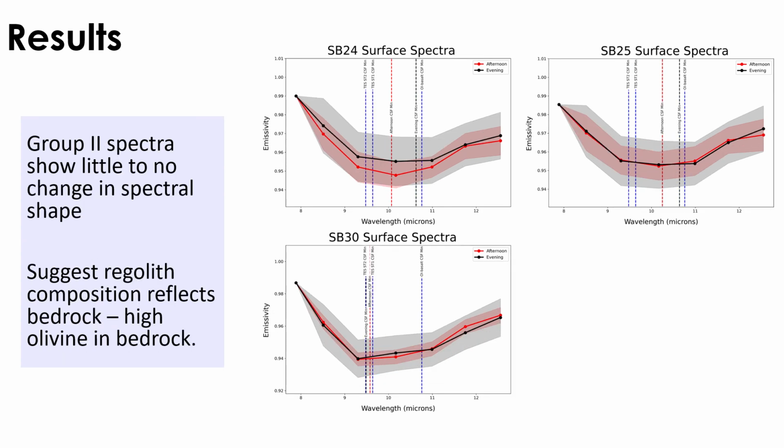Afternoon-evening image pairs in Group 2 spectra show very little change in shape. For the two bedrock planes in the top row, we see a large shift in the emissivity minimum position between the daytime and evening observations. The silicate emissivity feature in this region is relatively broad. This makes the cubic spline fit more sensitive to changes in spectral slope, so the changes that we see here probably are not significant. The relatively similar shape of the spectra in these three bedrock planes suggests that the regolith composition reflects that of the bedrock.